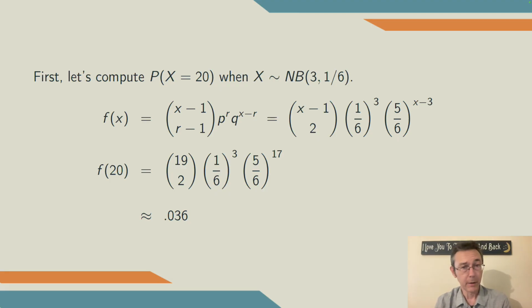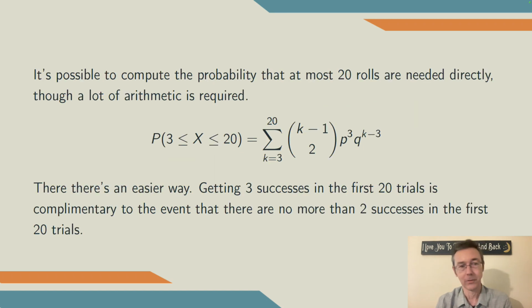We're in the negative binomial distribution with parameters r equals 3 successes needed, and probability p is 1/6. So you can see I've plugged in those values in that first line for f of x, and then to compute f of 20, the probability that x equals 20, we're also plugging in the x equals 20 value. I do a little bit of arithmetic, I get 0.036. About a 3.6% chance that it takes the child exactly 20 rolls to get that third success.